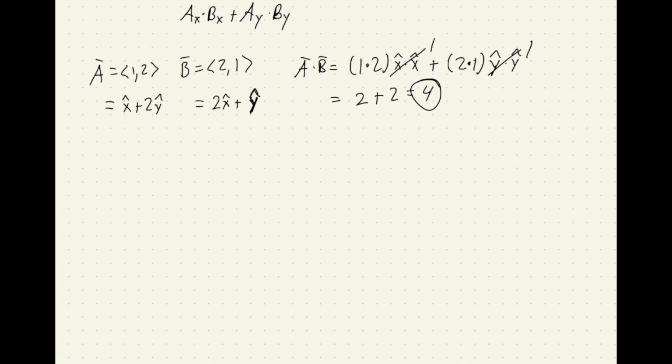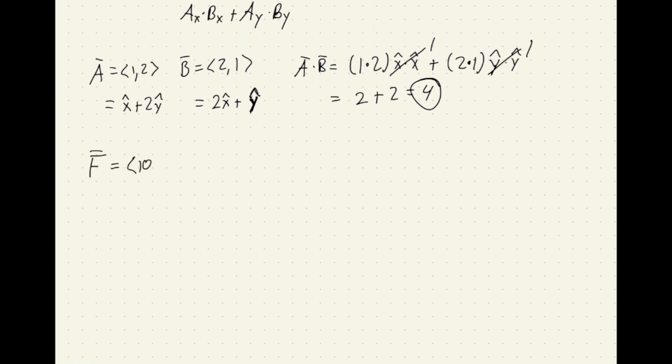But maybe let's do a little bit more concrete example. Let's say I had a force vector F, and this force was 100 newtons horizontally, so 100 newtons in the x direction and nothing in the y direction. And my displacement vector, or my distance vector, d, let's say that was 3 meters in the x direction and 0 meters in the y direction.